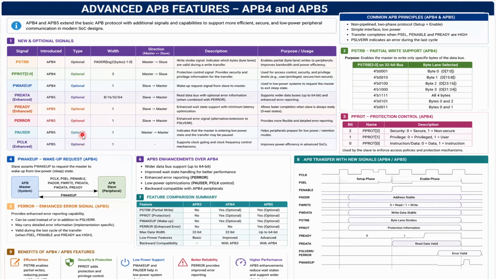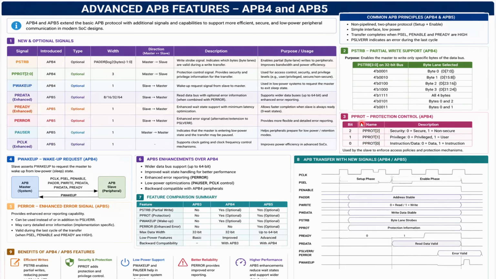And then PUSER, the user signal, is also optional in APB5. So basically we are just adding some signals in APB5 compared to APB4. Here you can see the description. What is the purpose we are using them for? And the common APB principles: non-pipelined, two-phase signals, simple interface, low power, transfer completion is enabled when PSELECT and PREADY are high, and PSLVERR indicates an error during the last cycle. These are the common principles we are following in both APB4 and APB5.